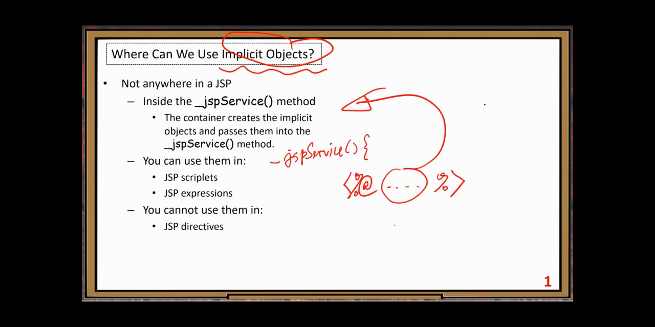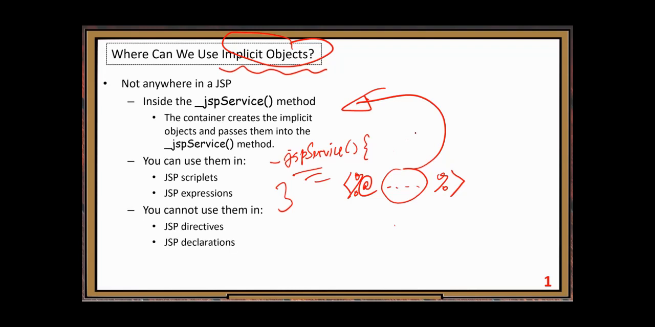Outside this method. Yeah, so later we will see that. Later, we will understand where we copy JSP directives, outside this method. Then you cannot use JSP implicit objects.